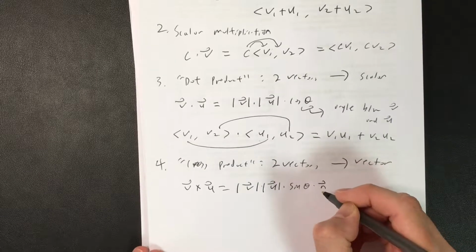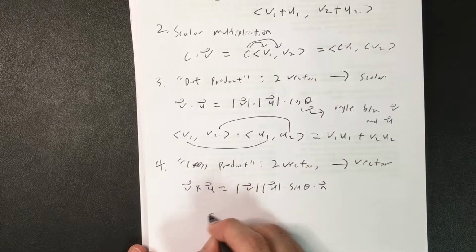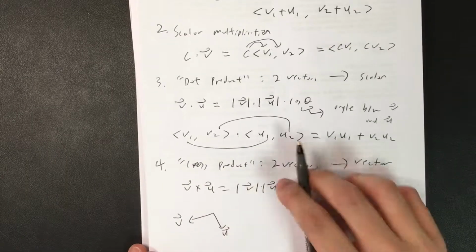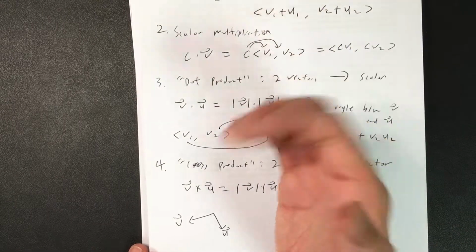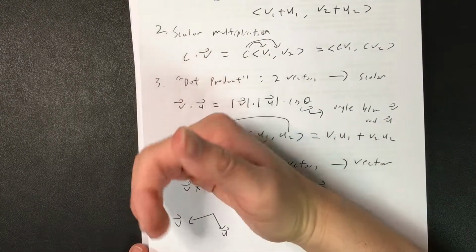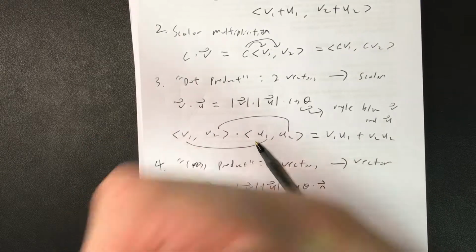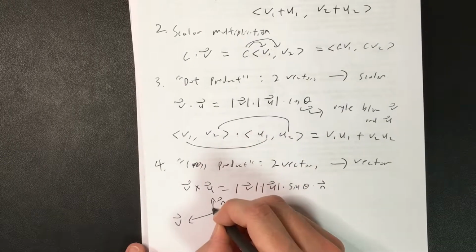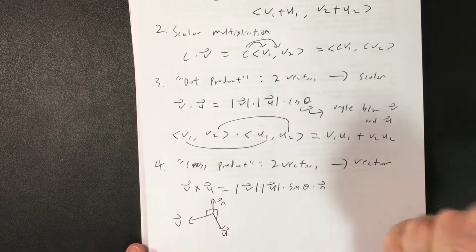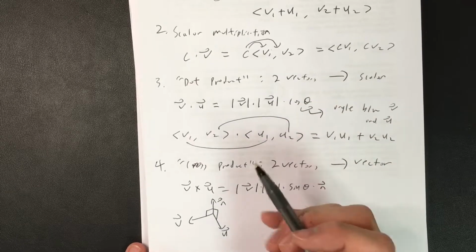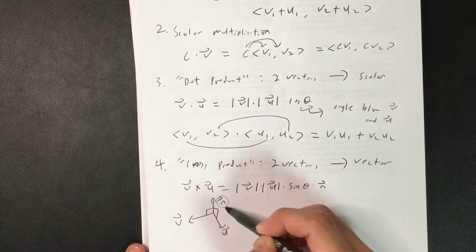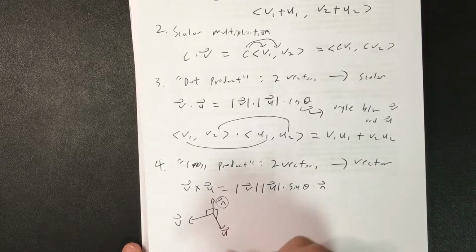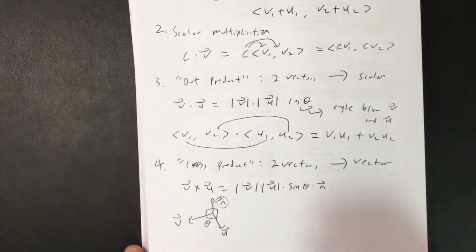times a normal vector. What I mean by normal vector is that, let's say vector v is along this way and vector u is along that way, then using your right hand, you curl from v to u. The direction of your thumb would be the normal vector of v and u. Obviously this normal vector has to be perpendicular to both v and u. And the cross product of those two vectors would be this normal vector times the magnitude of v times the magnitude of u times sine theta, where theta is the angle between them.